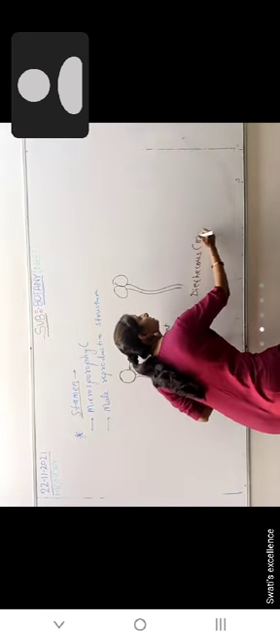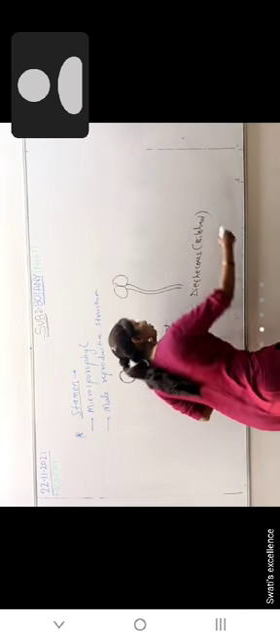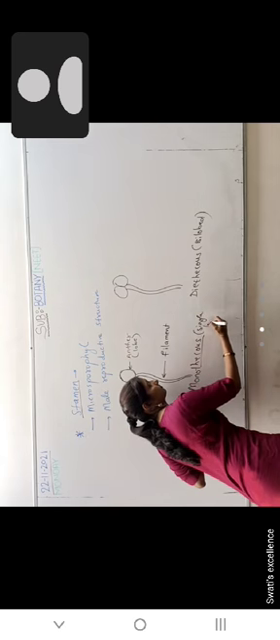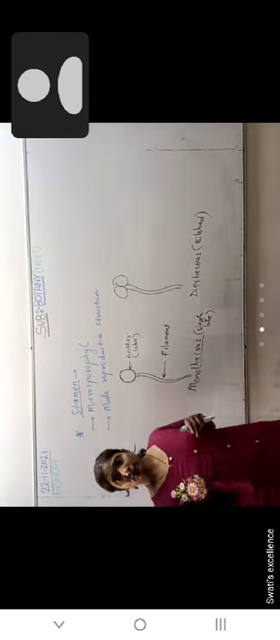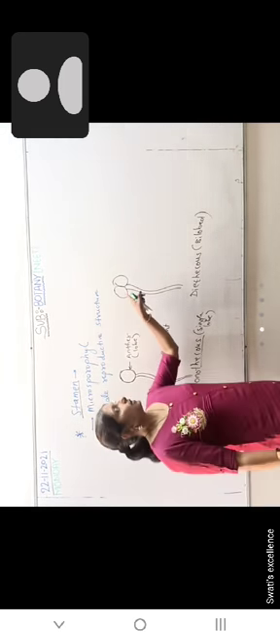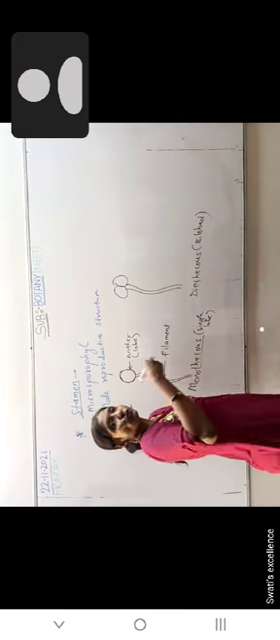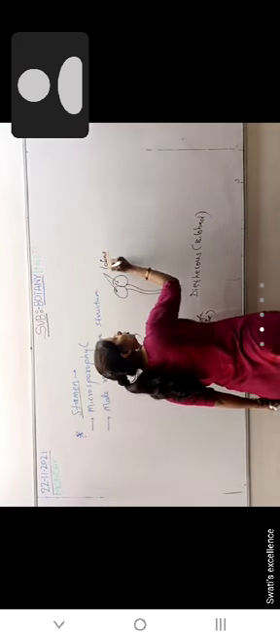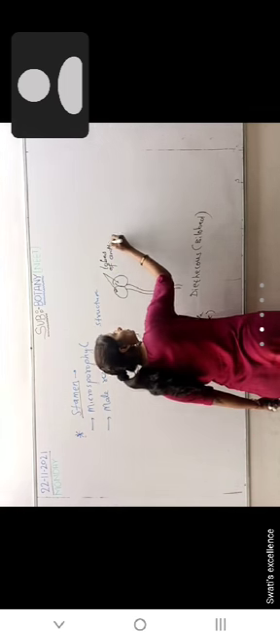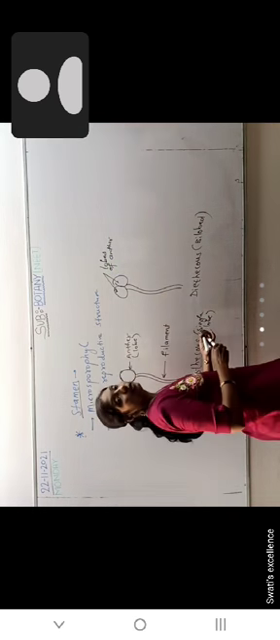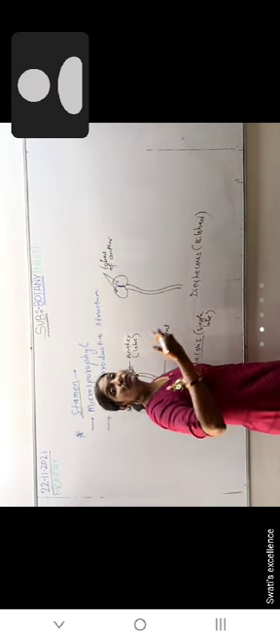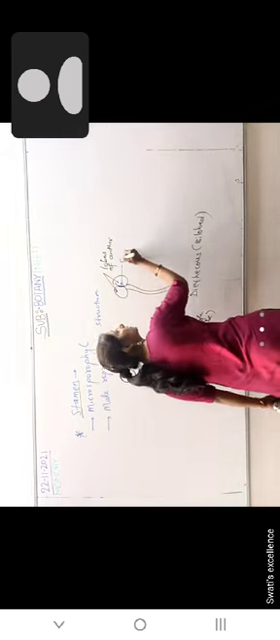Dithecous. That is bilobed anther. Correct. In the bilobed anther, there is one more structure. Yes, we know these are the 2 lobes of anther, and the region where the 2 lobes are connected with the help of connective tissue is called connective.